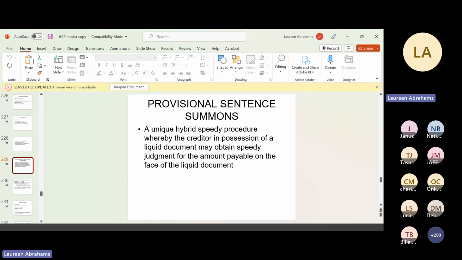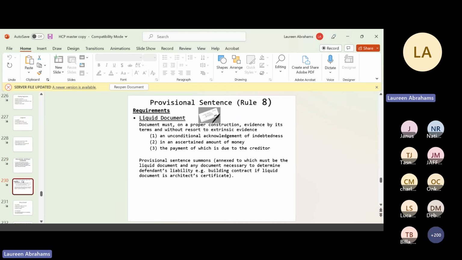Now, I say it's unique and it's hybrid because you're going to see why I say all of that as we go on. So Rule 8 is the one that deals with provisional sentence summons, and you only use this procedure if the claim is based on a liquid document. Now you ask yourself, what is a liquid document? Because if the document on which you base your claim does not comply with the requirements for a liquid document, then you cannot use this procedure.